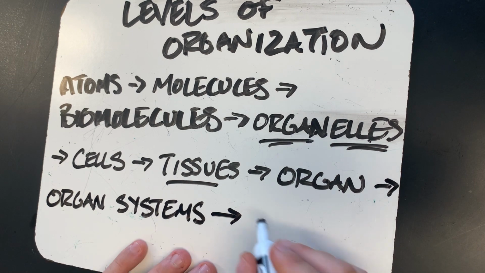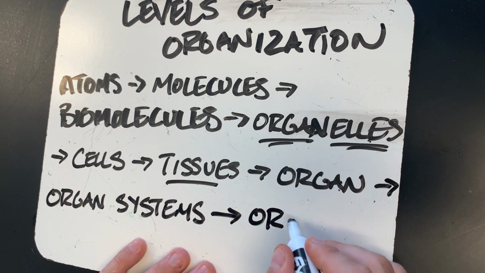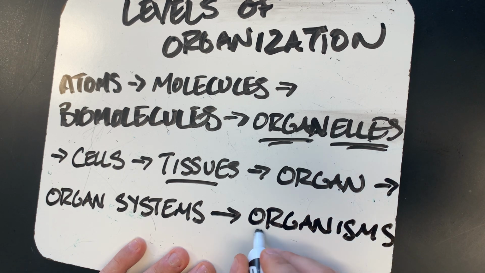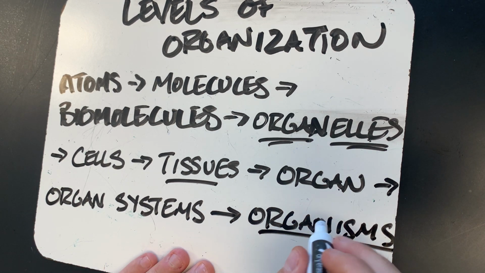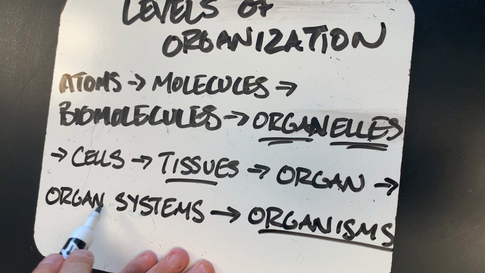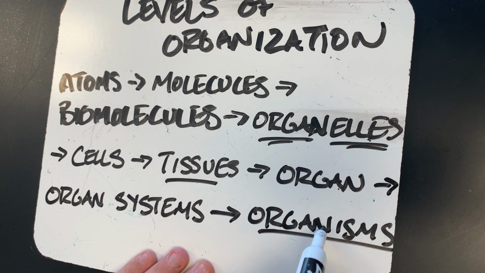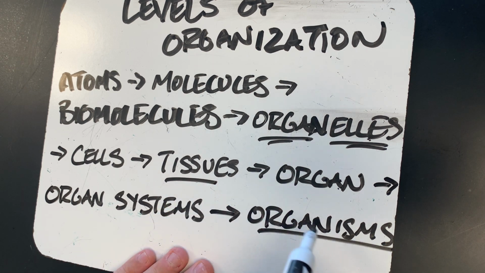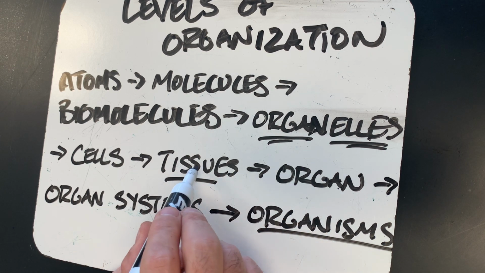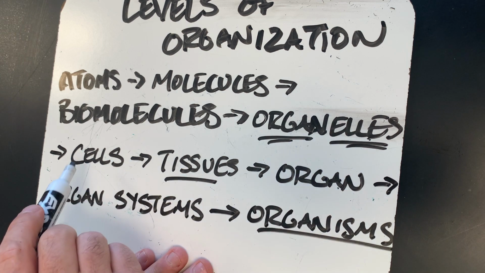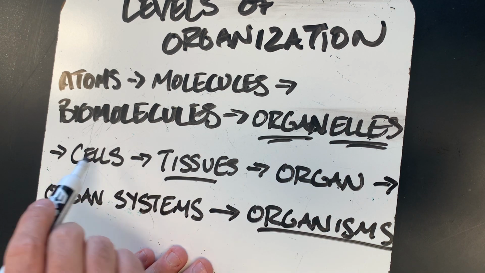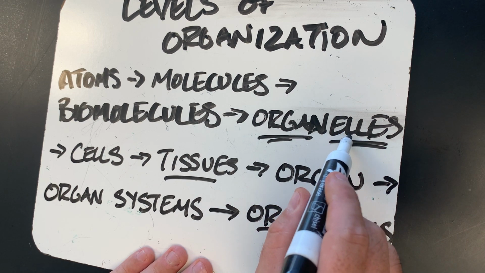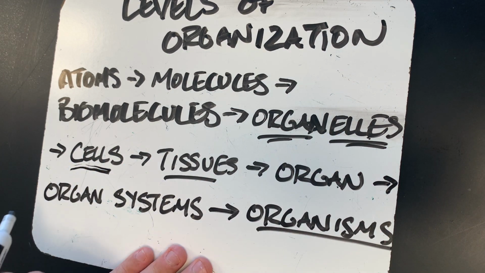And then organ systems working together make organisms. So you and I are organisms made of organ systems that work together, and organs working together make organ systems, and groups of tissues working together make organs. Groups of cells that are very similar or the same work together to make tissues. Organelles that are very different make cells.